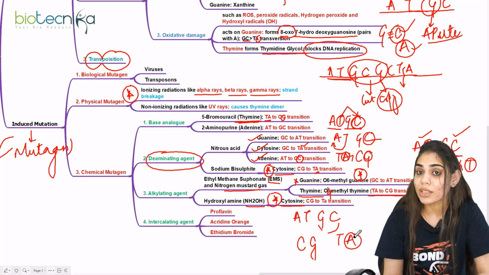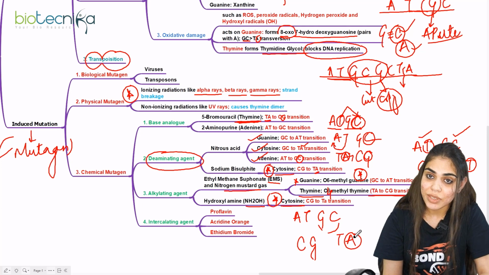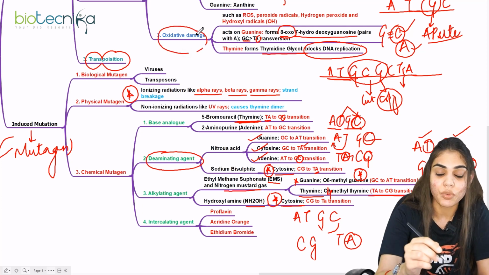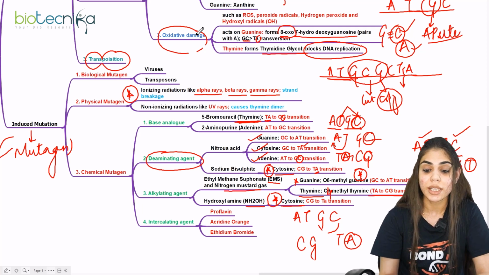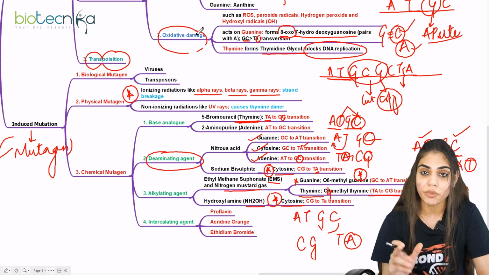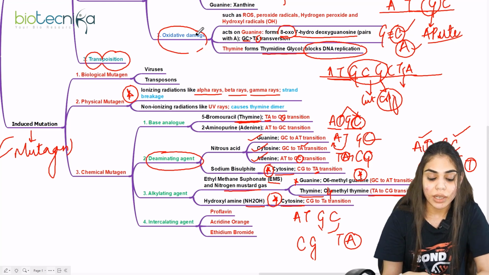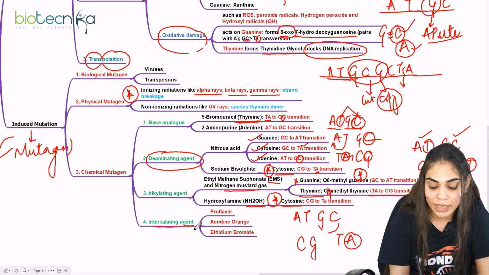We have seen the transversion mutation example in the case of oxidative damage that was a part of a spontaneous mutation, and here guanine is forming one different product that shows a transversion phenomenon. Now the last is intercalating agent.